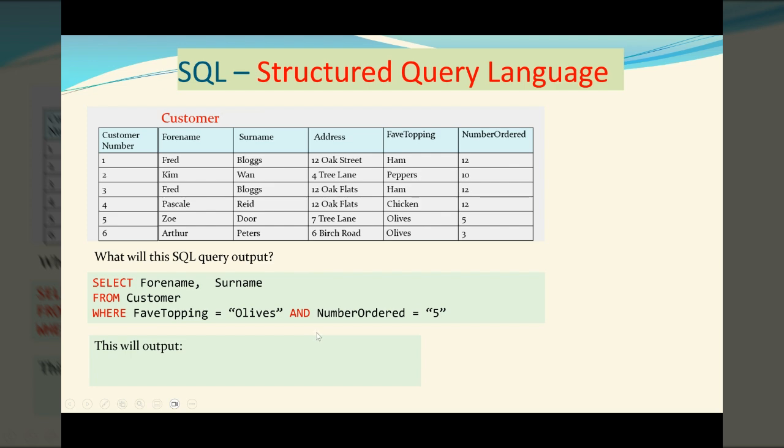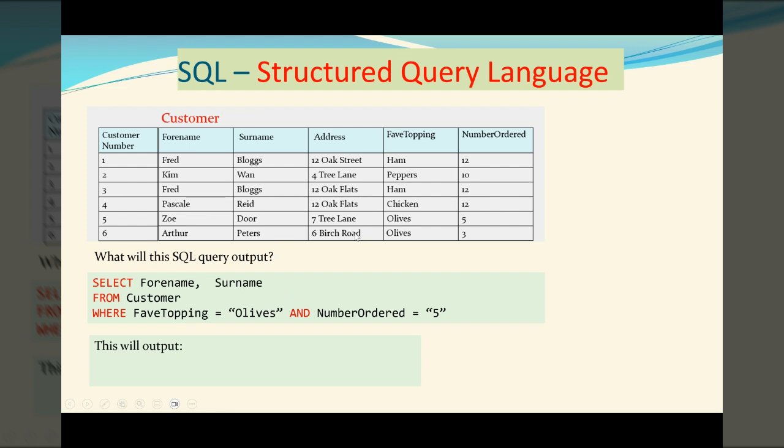Let's do one more of these. This time we're using the AND logic. Now what that means is, if we just read this query, we're looking for the forenames and surnames. That's what we're going to output. That's what we're going to see on the screen from the customer table. This time, where fave topping is equal to olives, but they also have to have number ordered as 5. So we're looking for somebody that has a fave topping of olives and they've ordered 5 pizzas. Let's have a look.